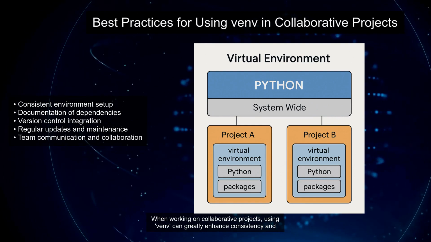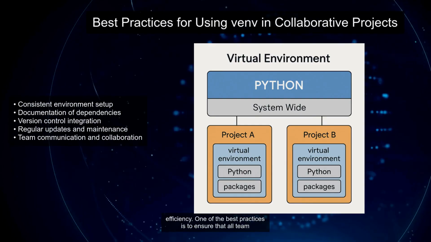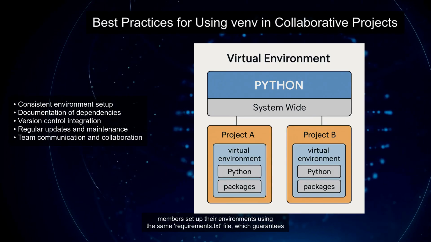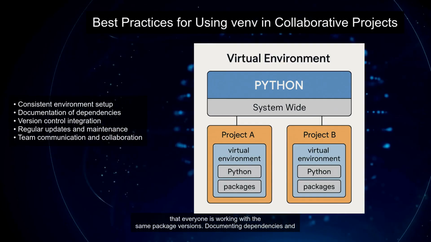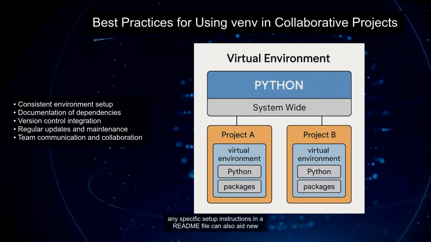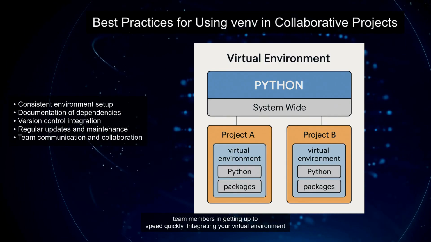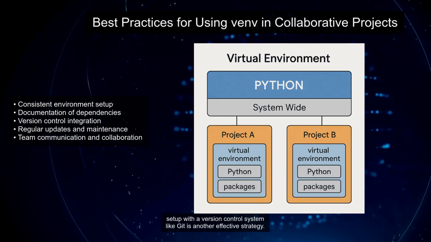When working on collaborative projects, using venv can greatly enhance consistency and efficiency. One of the best practices is to ensure that all team members set up their environments using the same requirements.txt file, which guarantees that everyone is working with the same package versions. Documenting dependencies and any specific setup instructions in a README file can also aid new team members in getting up to speed quickly. Integrating your virtual environment setup with a version control system like Git is another effective strategy.